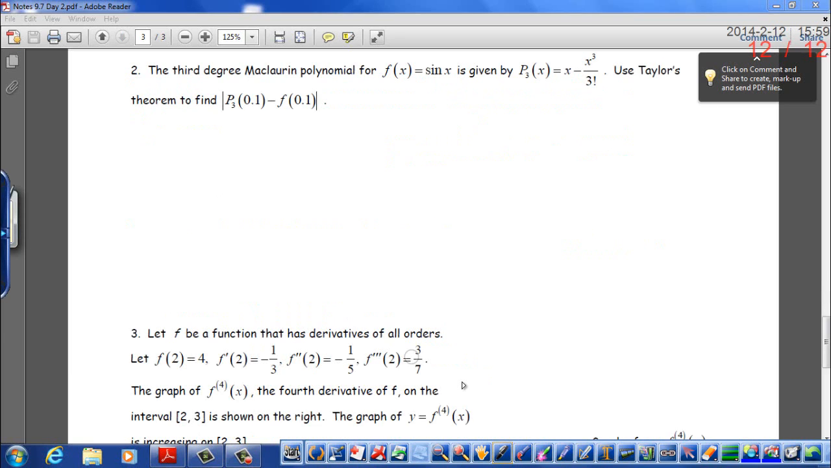Okay, next example. The third degree Maclaurin polynomial for f of x equals sine x is given by p of x equals x minus x cubed over 3 factorial. Use Taylor's theorem to find p3 of 0.1 minus f of 0.1. So, once again, it's an error problem. Taylor's theorem is the same as Lagrange. They're interchangeable.